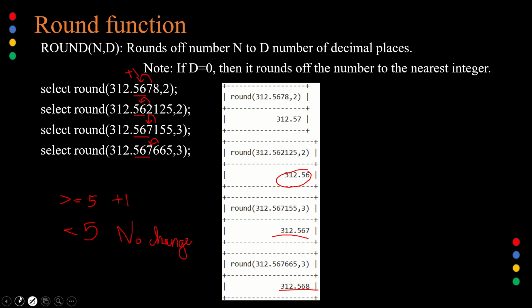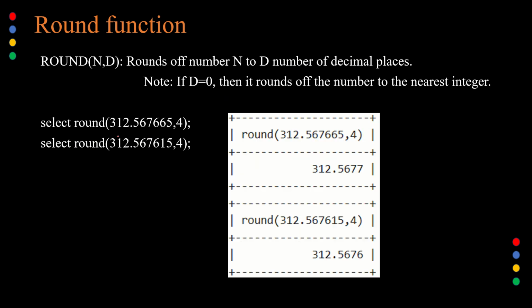Moving on to the next slide, we have round 312.567665 comma 4. So 4 digits have to be preserved. Considering 6, it's greater than 5, so 1 has to be added, so 5677. Next is 312.567615 comma 4. 4 digits have to be preserved, so 1 is less than 5. We'll get the same digits, 5676.